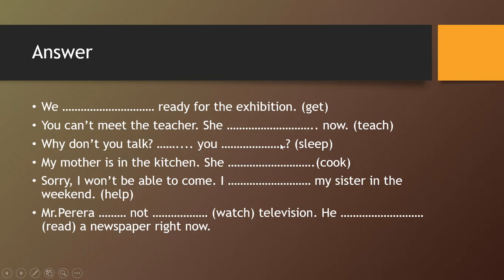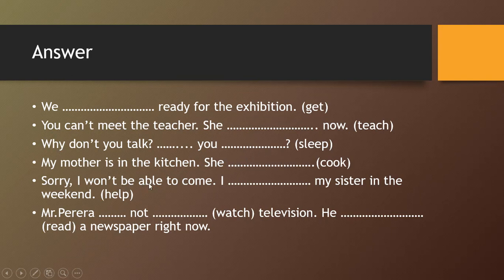Why don't you talk? Blank, you. Here there's a question mark, so you know surely this is a question. So you have to take the be verb to the front. Are you sleeping? Why don't you talk? Are you sleeping? My mother is in the kitchen. She is cooking.